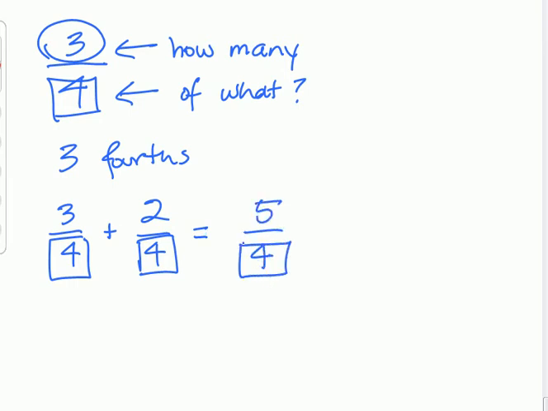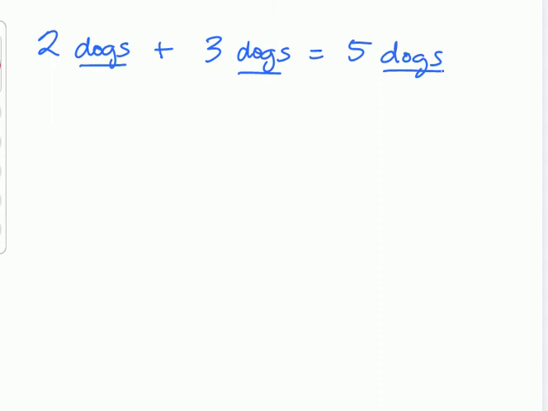Okay, back to the dogs. Like we said before, 2 dogs plus 3 dogs equals 5 dogs. Nothing changes in what we're adding. This is the same kind of problem as 2/7 plus 3/7. What do we end up with? We end up with 5. What are we adding? What kind of things are we adding? We're adding sevenths. So to indicate that, we can just throw that 5 over 7.